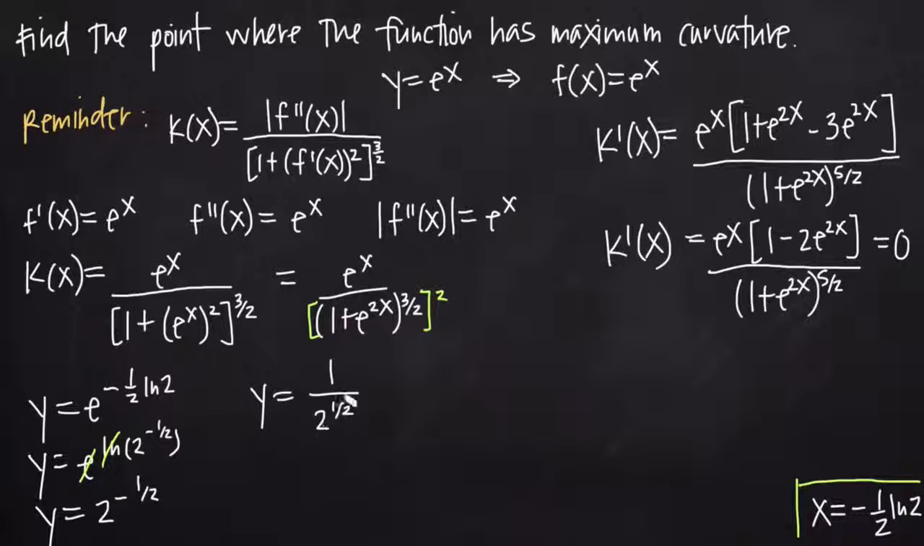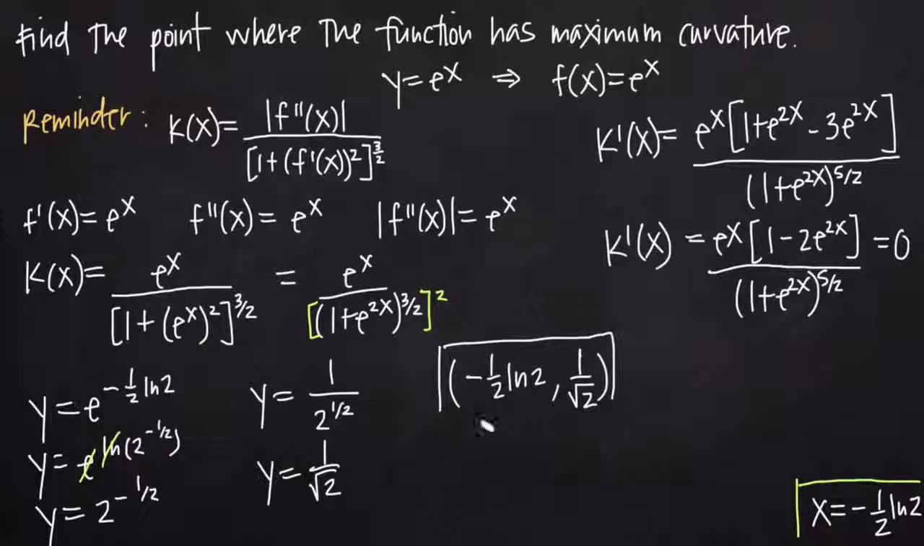Well, of course, raised to the 1/2 power just means the square root, so we get y is equal to 1 over root 2. Now we know that the coordinate point at which maximum curvature exists for this function is the coordinate point -1/2 natural log of 2, comma, 1 over root 2. So that becomes our final answer.